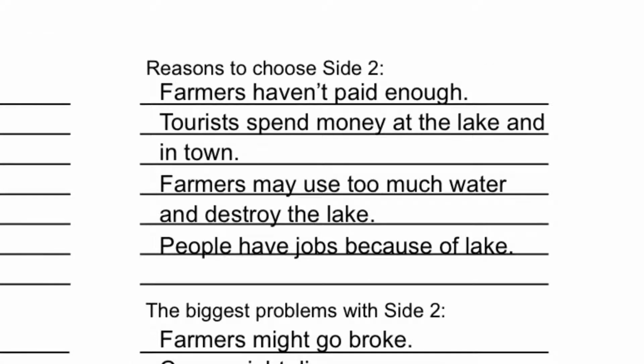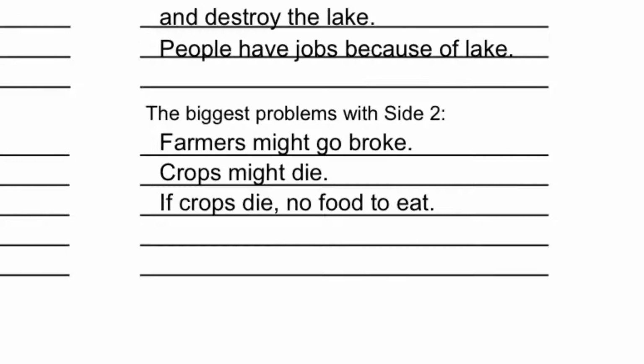The reasons to choose side 2, farmers haven't paid enough. Tourists spend money at the lake and in the town. Farmers may use too much water and destroy the lake. People have jobs because of the lake. So the biggest problems with side 2, the farmers might go broke, crops might die. If crops die, no food to eat.